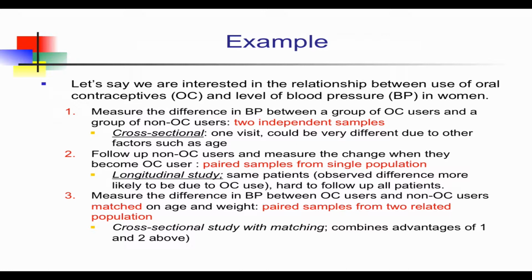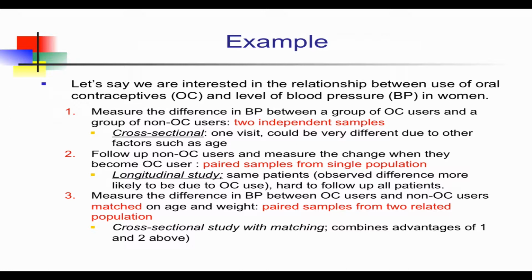The second design you can think about to answer the same question is this: suppose you consent a group of non-OC users and ask them to participate in the study. You take their blood pressure at the first visit, when they are not taking any OC. Then you give them OC, and after they take it for a while, they come back for a visit and you measure their blood pressure.